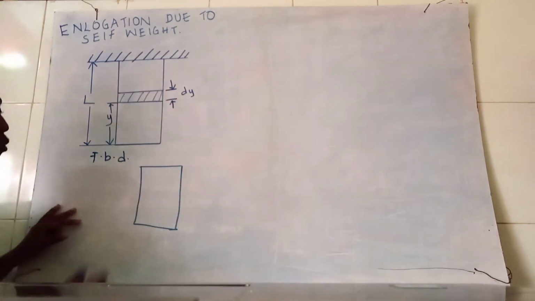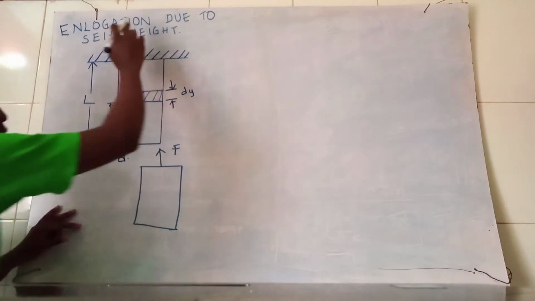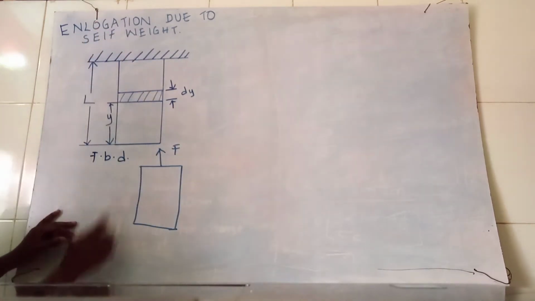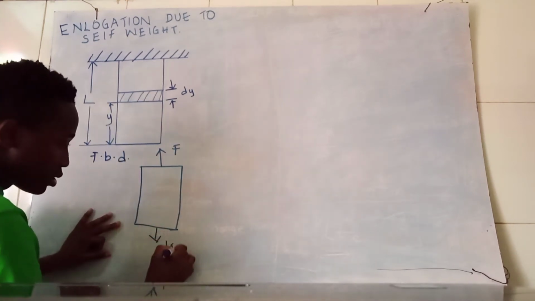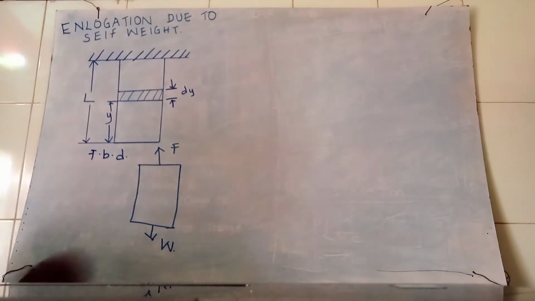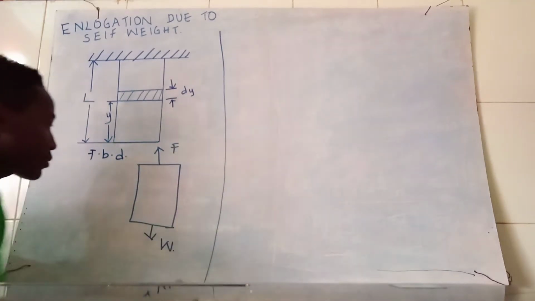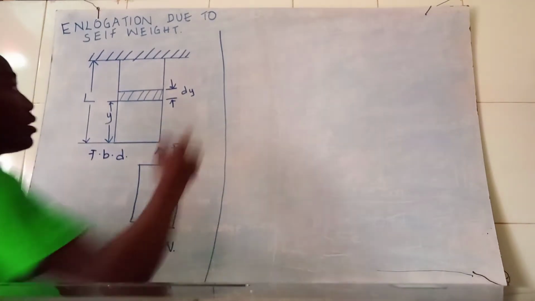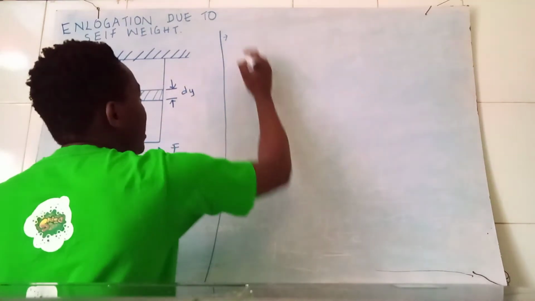At the top we have a stress force. It is pointing upwards, it's being held upwards, and here at the bottom we have weight due to gravitational force. So we're going to use these two forces to analyze it. Firstly, we're going to look at the stress force at a distance y.